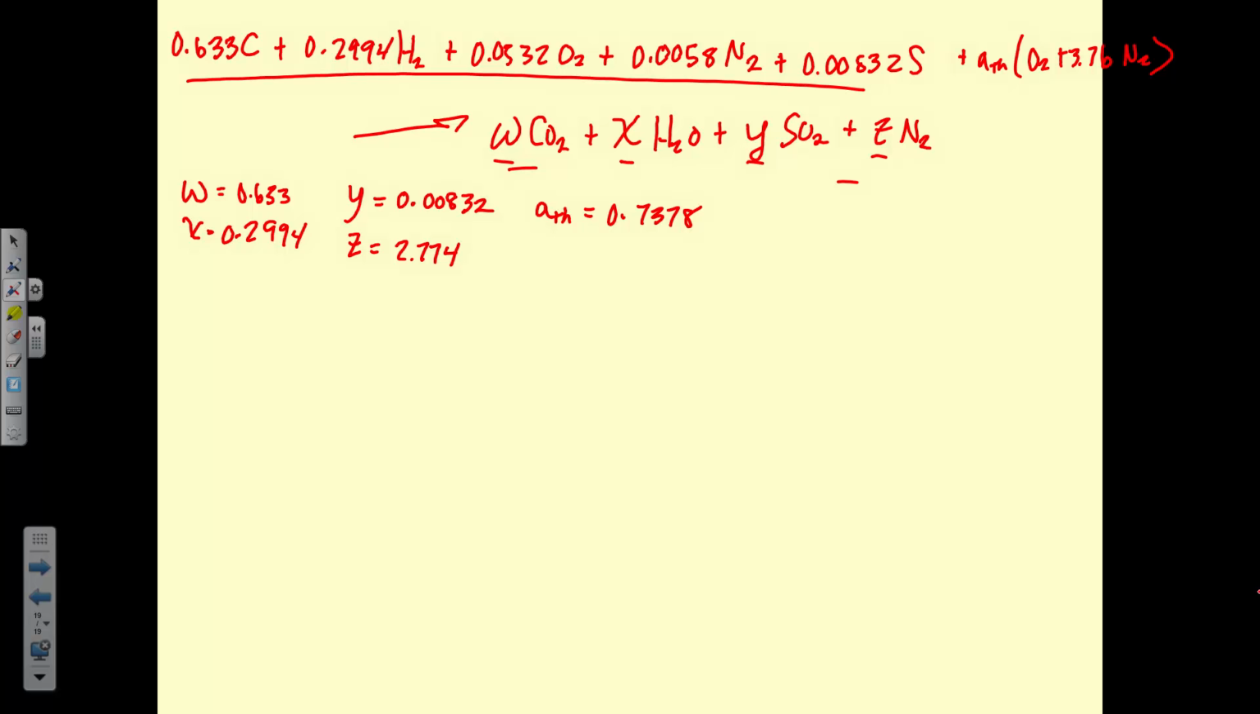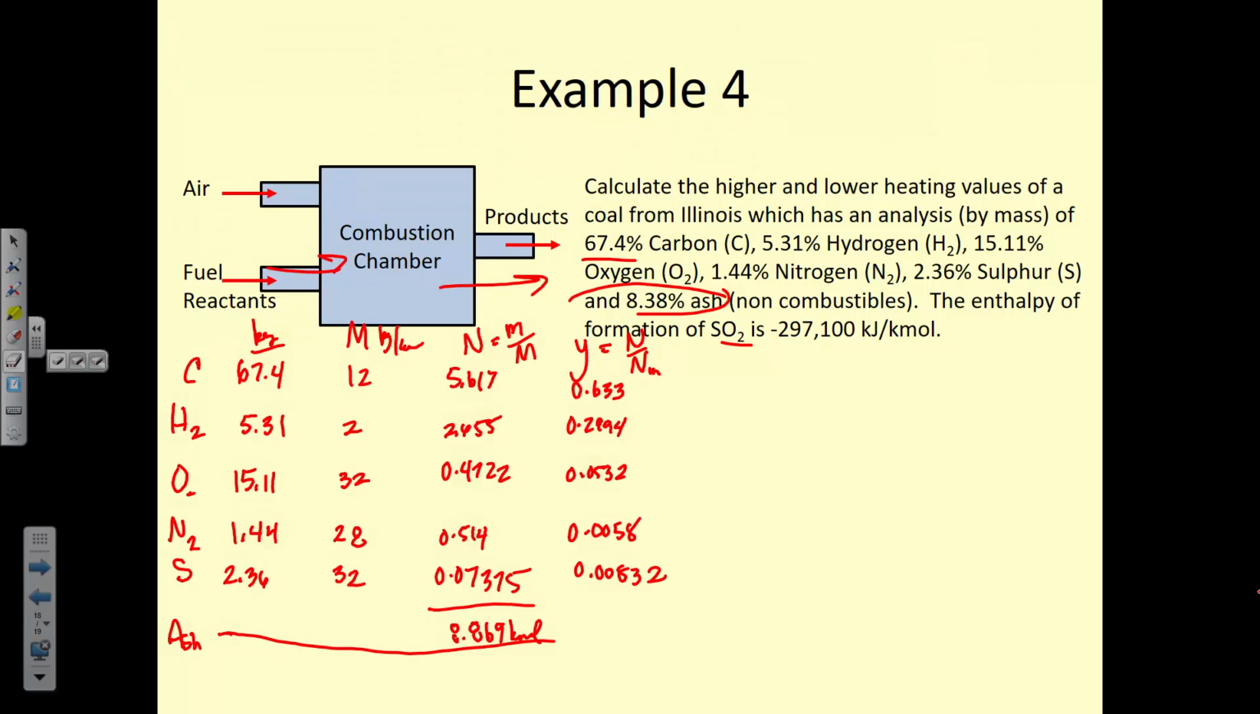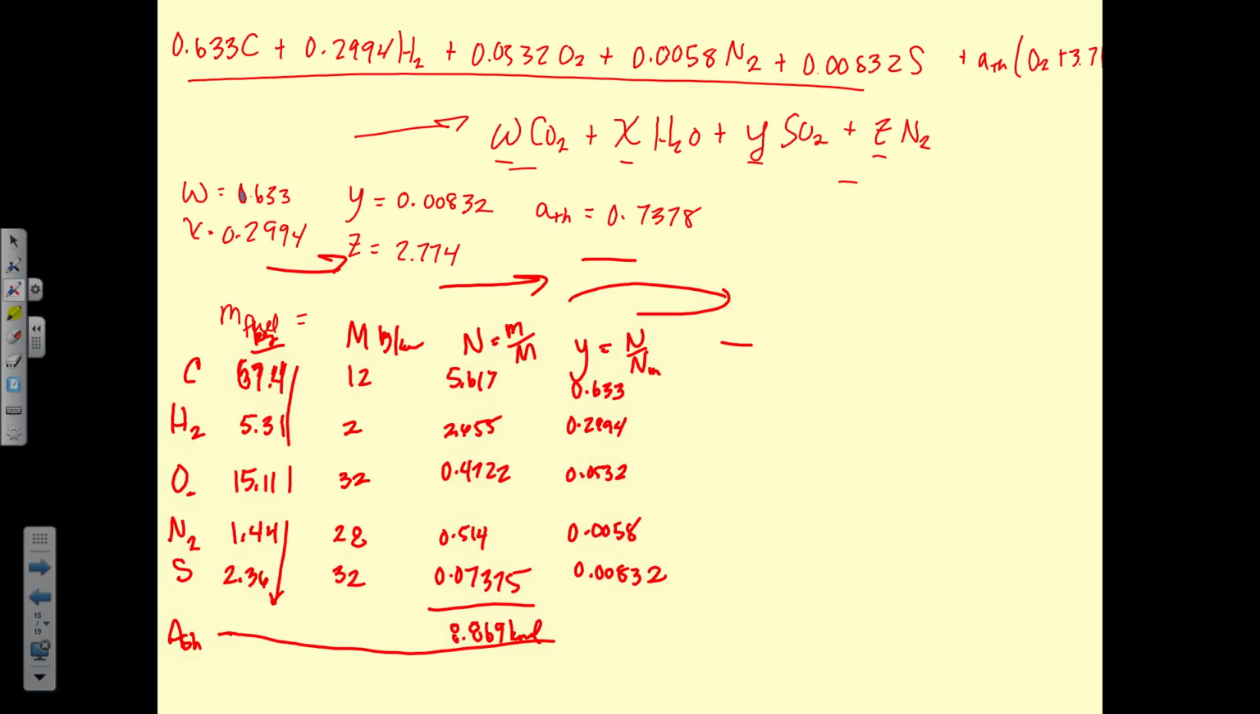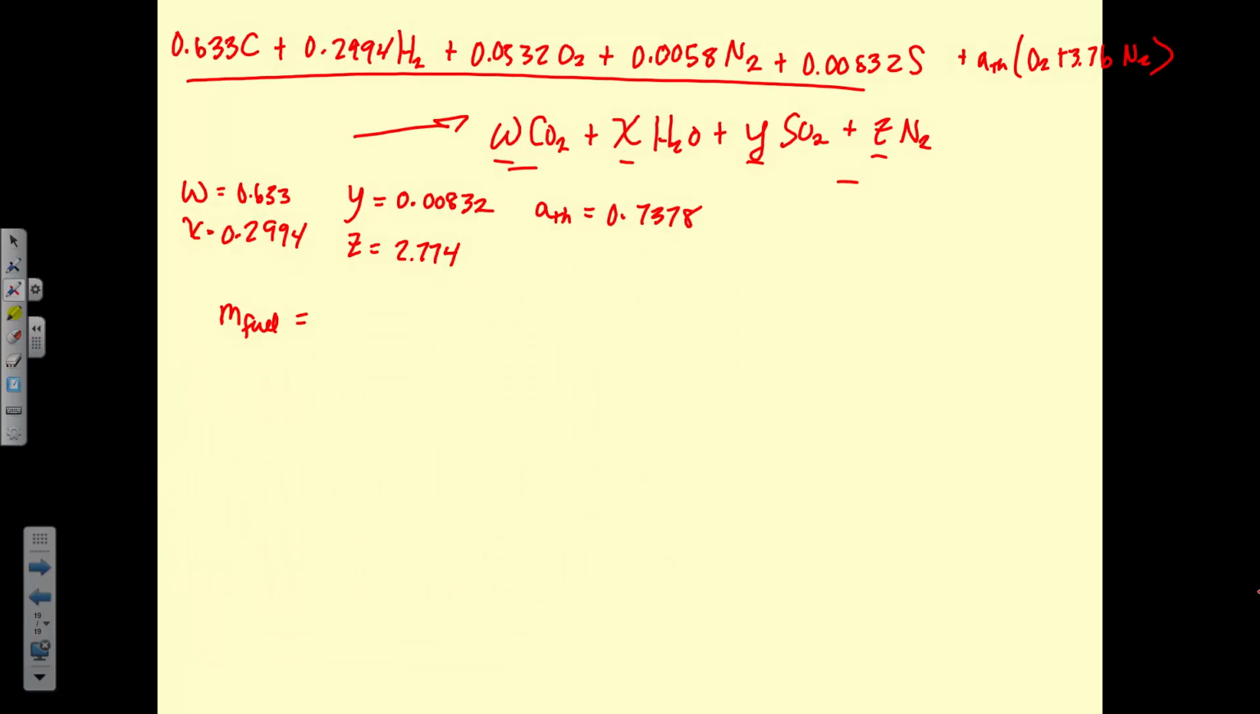Okay, so now we want to find the mass of our fuel. So the mass of the fuel is going to be equal to the number of moles, or the mole fraction of each of these multiplied by their molecular weight. So this is finding the actual mass of the fuel, whereas before we assumed if we had 100 kilograms of fuel, then it would be these 67.4. Okay, we can't just add these up because we'll get 100 kilograms. What we need to find out is what our actual mass of the fuel is based on these new percentages.